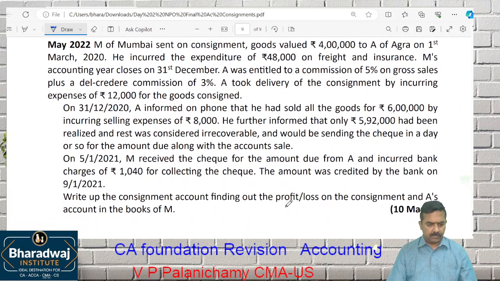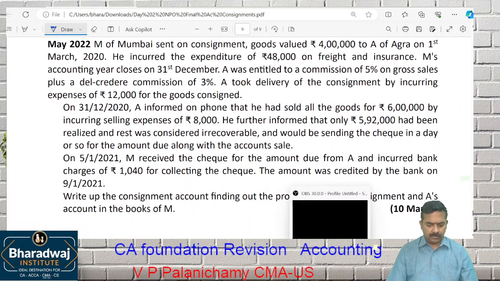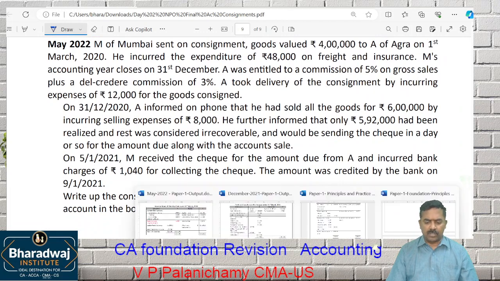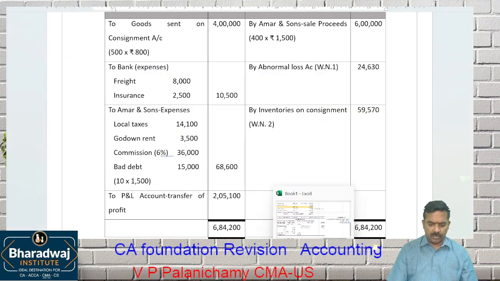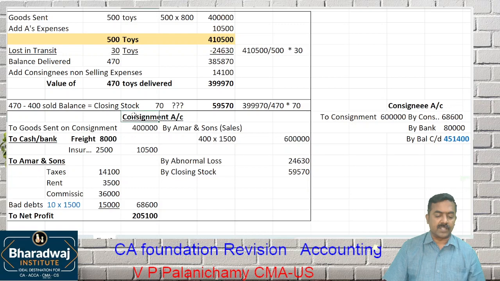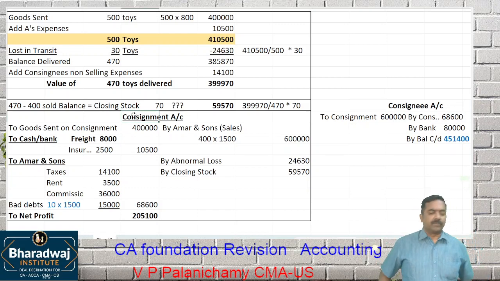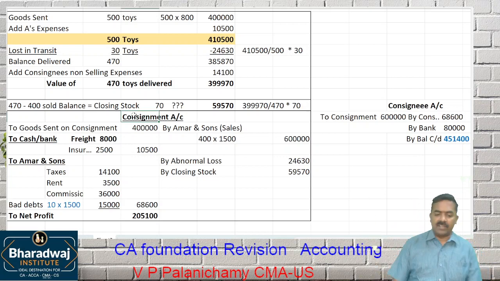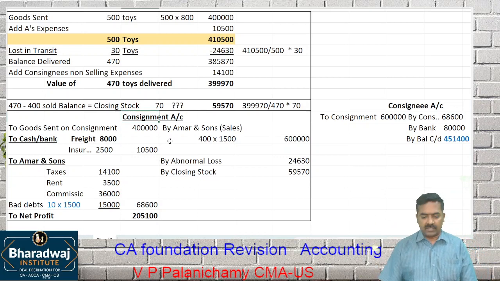So why are the bad debts included in consignment expenses? Because who sold the goods? So, to whom only will the bad debts be reimbursed? We will pay. That's why it comes as an expense in the consignment account. Otherwise, will the consignee be able to recover the 6 lakhs? Consignee sold for how much? 6 lakhs. Will he be able to recover? No. That's why bad debts cannot be recovered.